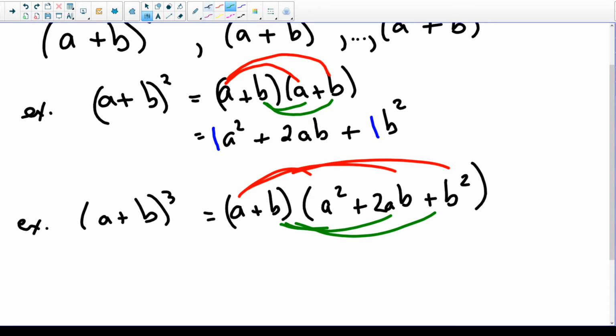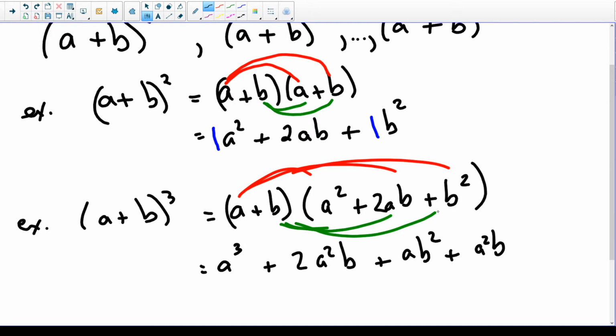So let's write out all the terms. We've got a times a squared, which is a cubed, a times 2ab, which is 2a squared b, a times b squared, which is just ab squared, b times a squared. Now I like to write these in alphabetical order, so a squared b, b times 2ab, which is 2ab squared, and b times b squared, which is b cubed.